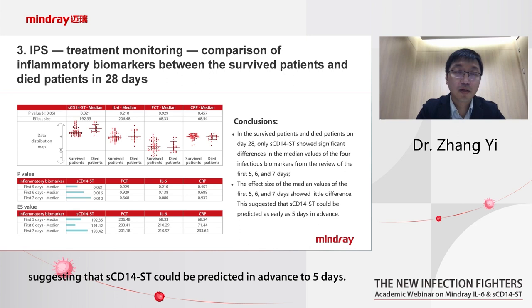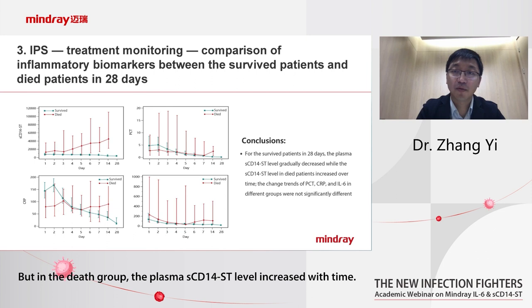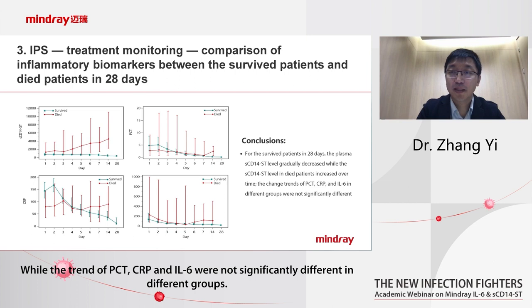In the 28-day survival group, the plasma sCD14-ST level gradually decreased with time. But in the death group, the plasma sCD14-ST level increased with time. While the trends of PCT, CRP, and IL-6 were not significantly different in those different groups.